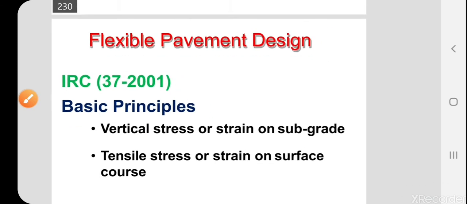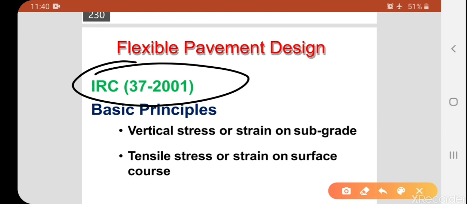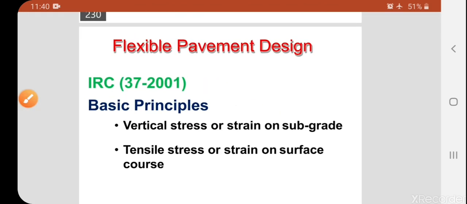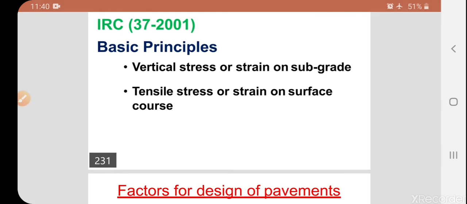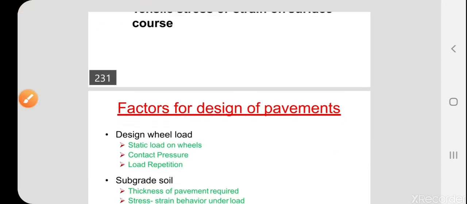Next, flexible pavement design. According to IRC 37/2000, there are some regulations for the design of flexible pavement. Now, first one, basic principle. What is the basic principle? Vertical stresses or strain on subgrade. Second, tensile stresses or strain on surface course.